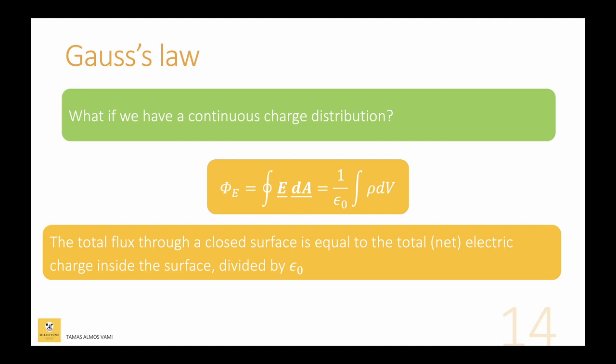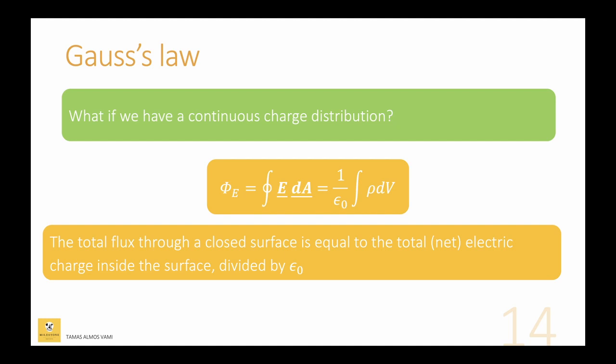We can go on and ask what if we don't just have several charges which are discrete and can be counted and have an index of i, but we have a continuous distribution of these charges. So this is something that we met earlier. With one dimension, we had this lambda. With 2D, we had the sigma distribution. And with 3D, we had the rho charge density.